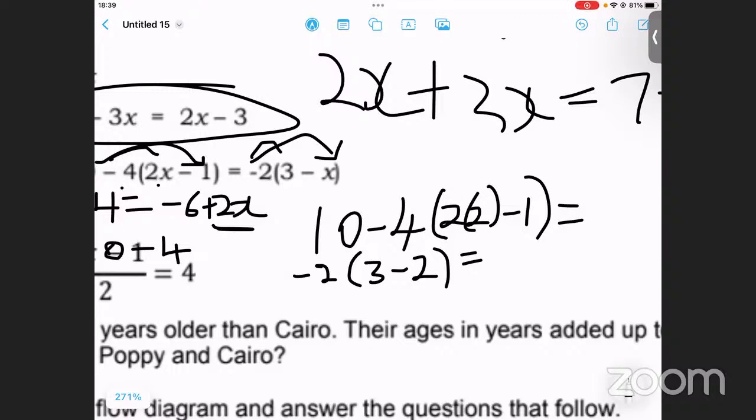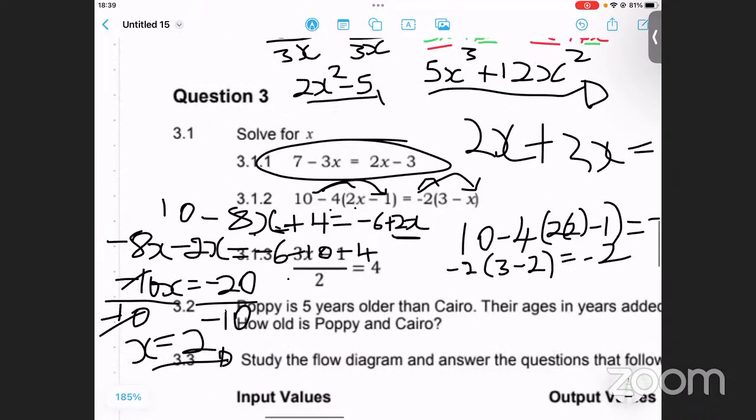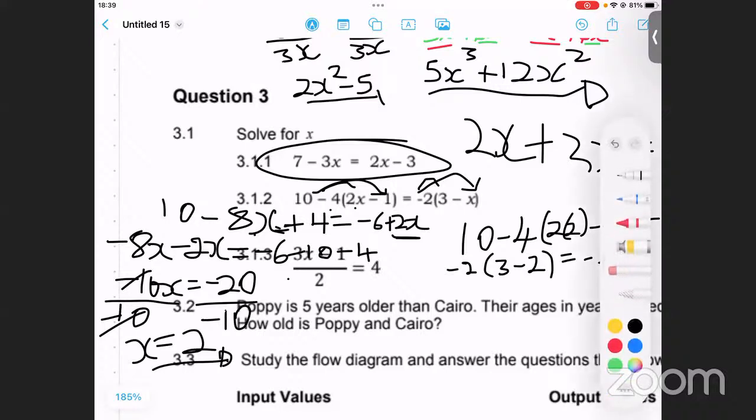Ma'am, I got -2 for both sides. -2 for both sides, is it? Yes, ma'am. Okay, so that means our answer is correct. Then we can say our final answer is x is equal to 2 for this equation, right? And do we have any question? Are we all good? Yes, ma'am. We're all good. Perfect.